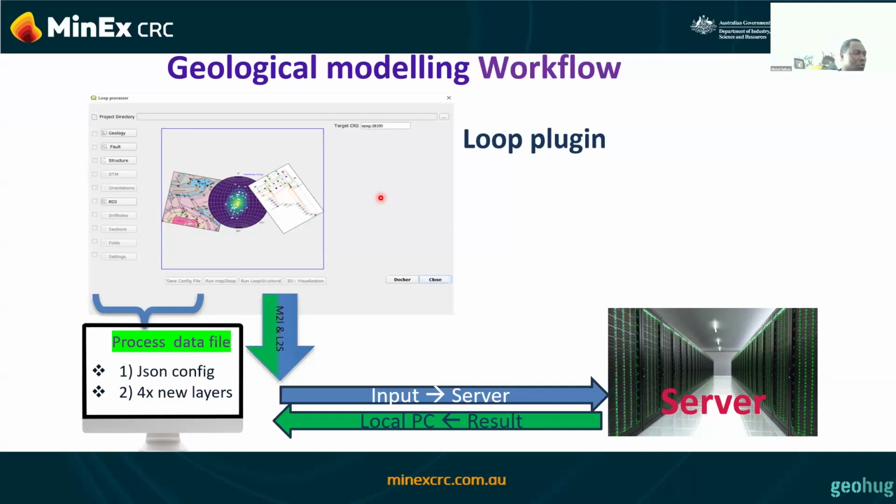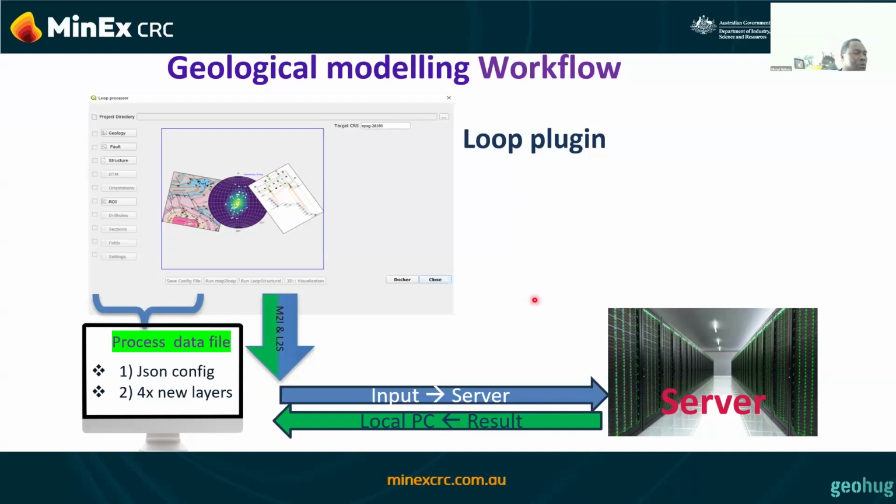So what you have to do, you only have to have 4 different types of data: the geology polygon, the fault, the structure, and your digital terrain model. Then you can go from there. If you know how to use the plugin, then you can go from there to your model.